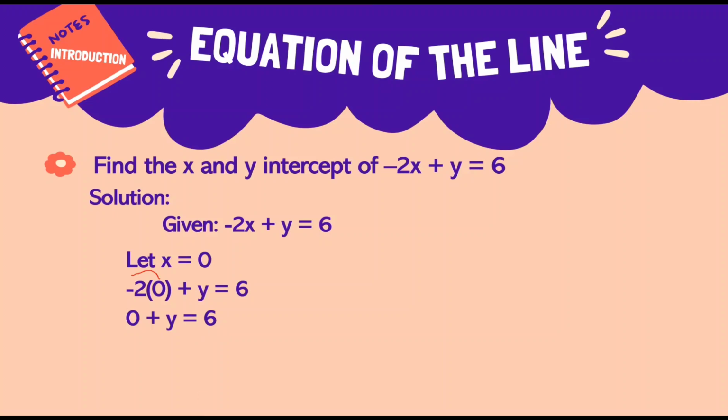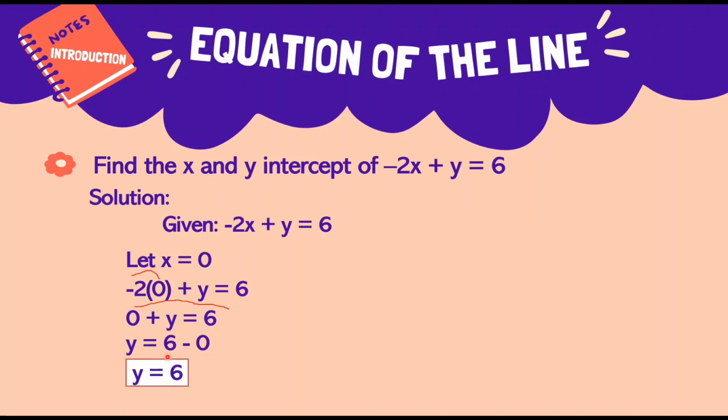Let us follow our process from earlier. We can transpose 0 to the other side of the equation, so it becomes y is equal to 6 minus 0. What will be the answer if we subtract 6 and 0? Since 6 minus 0 is equal to 6, therefore, our value of y is equal to 6.